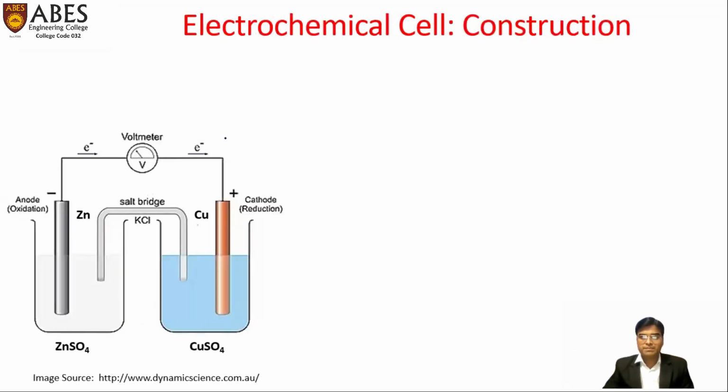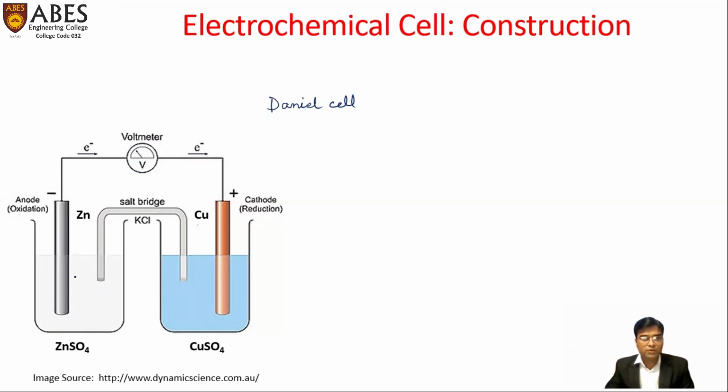Now let us understand how an electrochemical cell is constructed and how it works. An electrochemical cell or galvanic cell is a device which converts chemical energy from a spontaneous redox reaction into electrical energy. A typical example of a galvanic cell is the Daniell cell. The diagram of the Daniell cell is shown in the slide. We can see that the Daniell cell consists of a zinc electrode which is immersed in zinc sulfate solution.